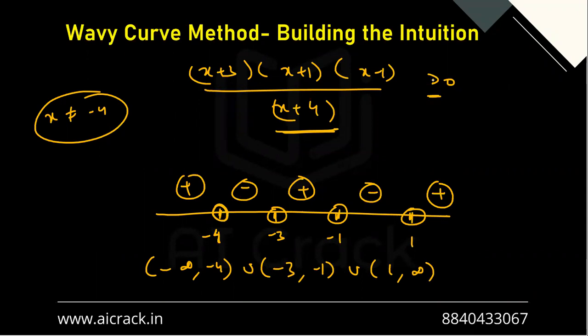Let's say if we had greater than equals to 0 over here, then these would have closed circles with the basic rules. But since x plus 4 is in the denominator, we cannot have -4 as the final solution. So we'll always have an open circle over here in case of -4, right?